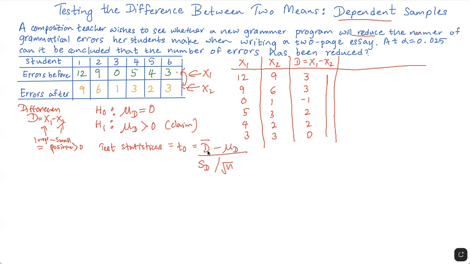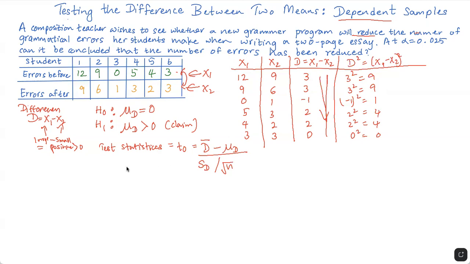So we are going to calculate this D bar and SD. To calculate this one, we need to calculate D squared, which is X1 minus X2, squared. Since D, which is X1 minus X2, is these numbers, right? We are going to take the squares: 3 squared is 9, 3 squared is 9, negative 1 squared is 1, 2 squared is 4, 2 squared is 4, and 0 squared is 0.